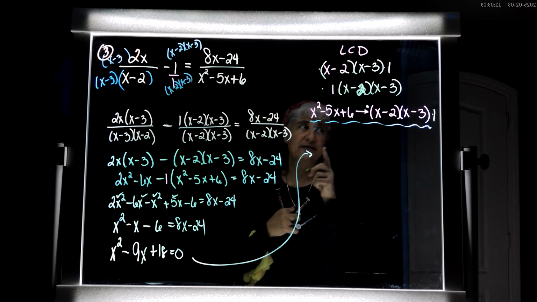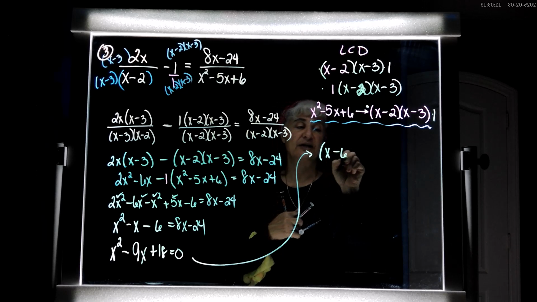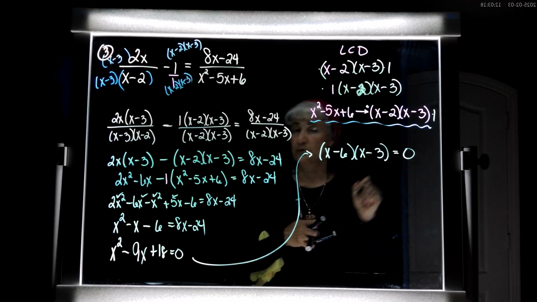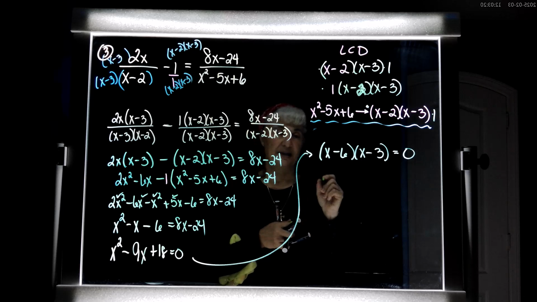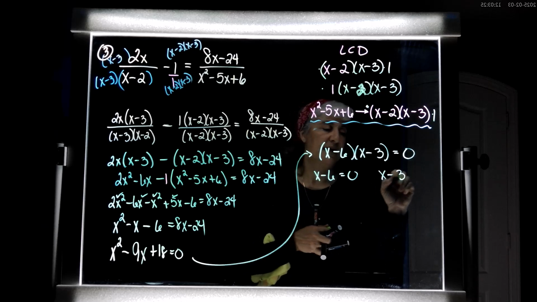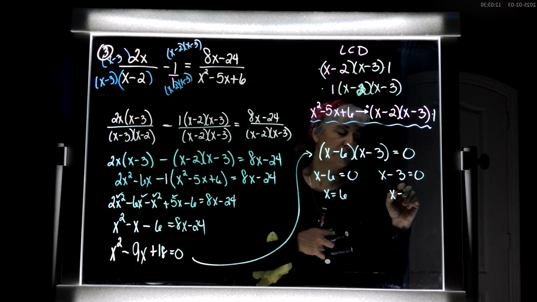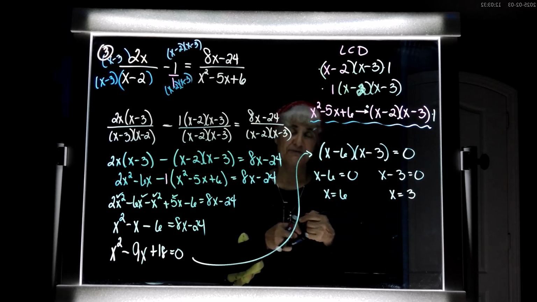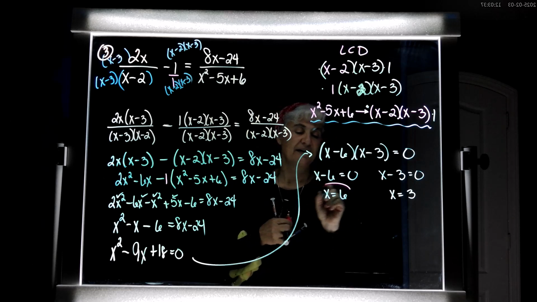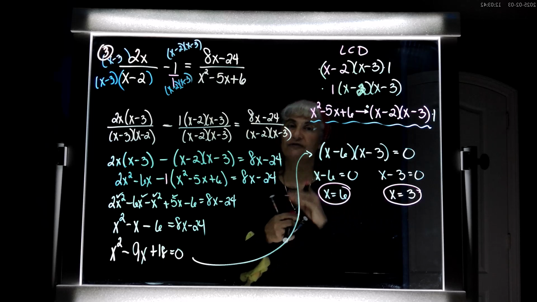If you need to look at my lecture video, go look at my lecture video. But I already know this is going to factor to the quantities of x minus 6 times x minus 3 equaling 0. And then I set each parenthesis equal to 0. And I solve. So I have x equals 6 and x equals 3. Good? Good. Okay, are we done? Nope. We need to see if x equals 6 and x equals 3 work for us.